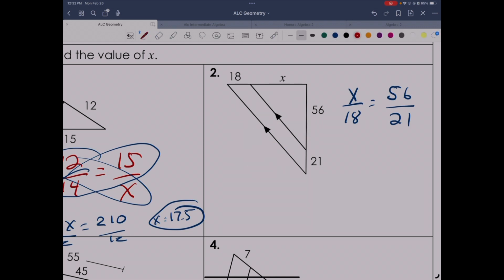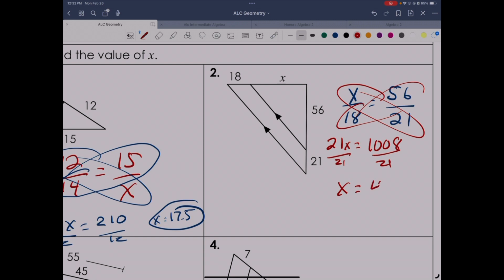Cross multiply. 21 times x is 21x. 56 times 18 is some really big number: 1008. Divide both sides by 21 to find the value of x, and x is equal to 48. It's part over part equals part over part. It has to be part over part equals part over part.